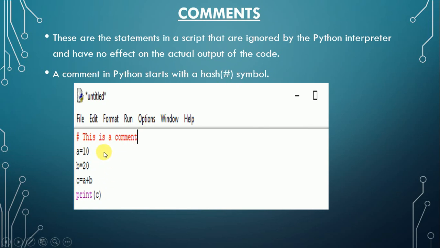So you can put any comment in any line. Single line comment is put by the symbol hash. A equals 10, B equals 20, C is equal to A plus B, print C. So 10 plus 20 is 30, 30 will be stored in the variable C and the output 30 will be printed.